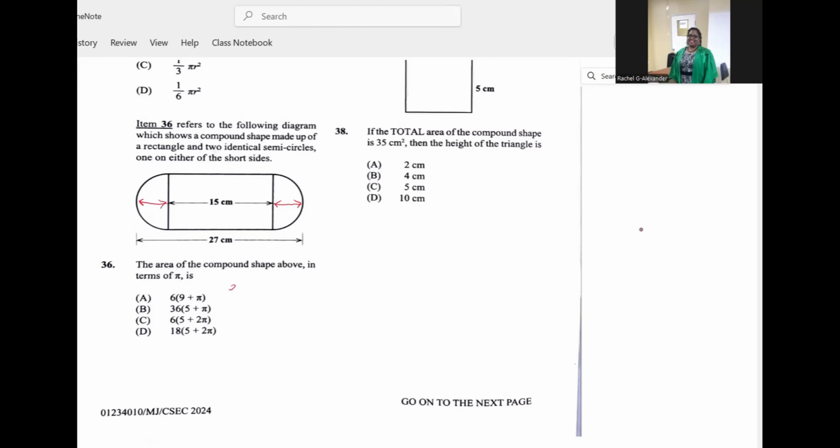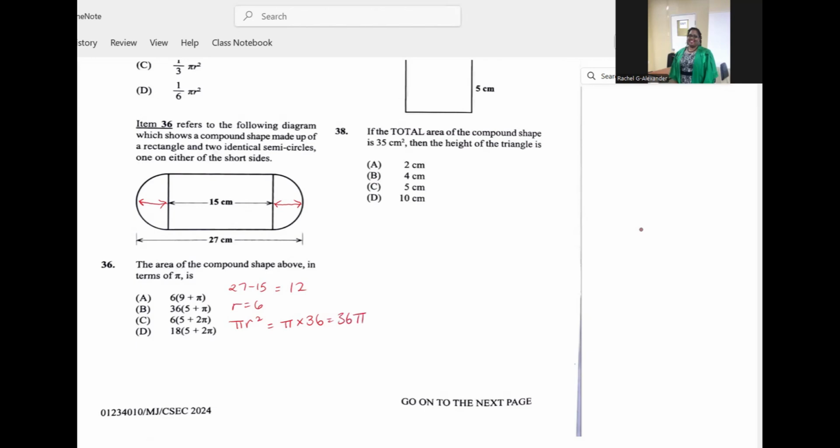And the 27 take away 15 is 8. Is it? No. 27 take away 15 is 12. Yeah, 12, sorry. If the difference between these two lengths is 12, then that means here is 6 and here is also 6. So r is 6. Pi r squared will give us the area of the whole circle, which we would get if we put these two semicircles together. So that's pi by 36, right? So we have 36 pi so far.